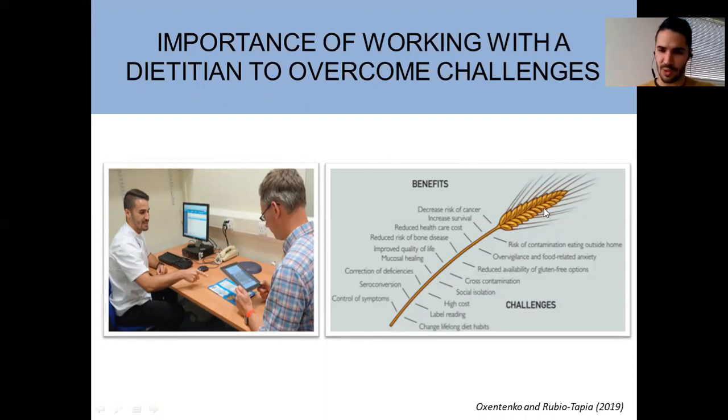And as this diagram shows here, there are many challenges, and we've talked about some of these, associated with the gluten-free diet, like changing your dietary habits, understanding how to read a label, navigating the cost of these foods, feeling social isolation because you can't eat out as much as other people, you can't eat out in the same places. There's cross-contamination too, being aware of it, understanding about reduced availability of some of these gluten-free foods when you're eating out or when you're out and about shopping, and getting the balance right with that vigilance and food-related anxiety and that risk of contamination. So all of these things are things that you need to get educated about. And as dietitians, we can help you.